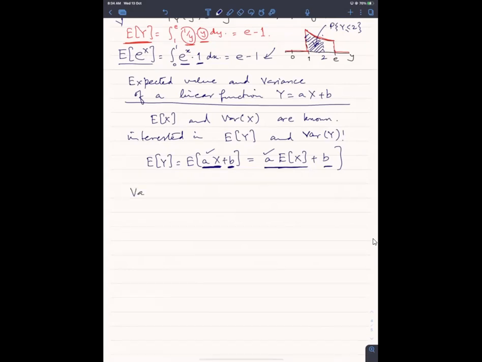What about the variance? Variance of y is the variance of ax plus b. Let me first ask you a question. Maybe before asking the question, I should ask for the answers in the chat window. What is the variance of ax plus b? Any takers? We have seen this in the discrete case; it is exactly the same relationship, exactly that.